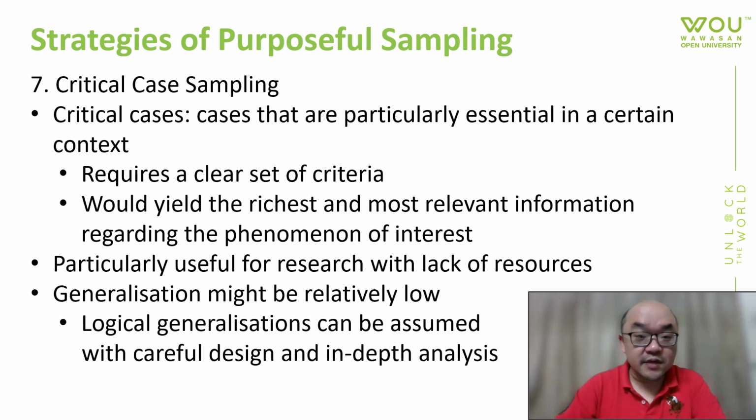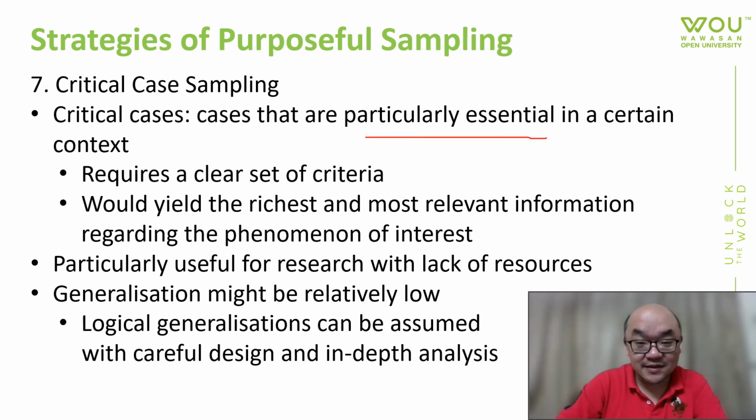Next one is critical case sampling. Critical case, in opposition to typical case, is the case that is particularly essential. Similar to typical case, this requires a really clear set of criteria. What do you mean by critical? Critical in this case would be the participant who will be able to yield the richest and most relevant data. Again, you can see how this is really similar to the extreme case, but for critical case, the phenomenon that you are looking at does not have to be extreme in nature.